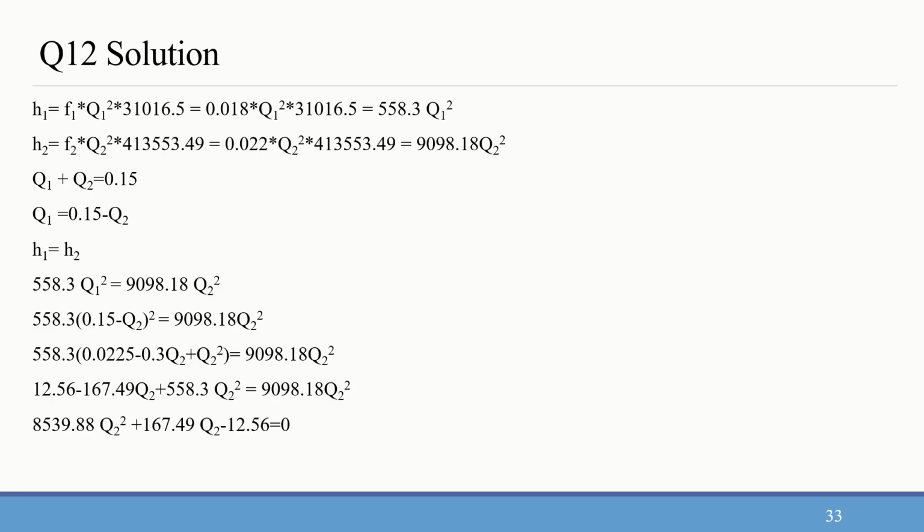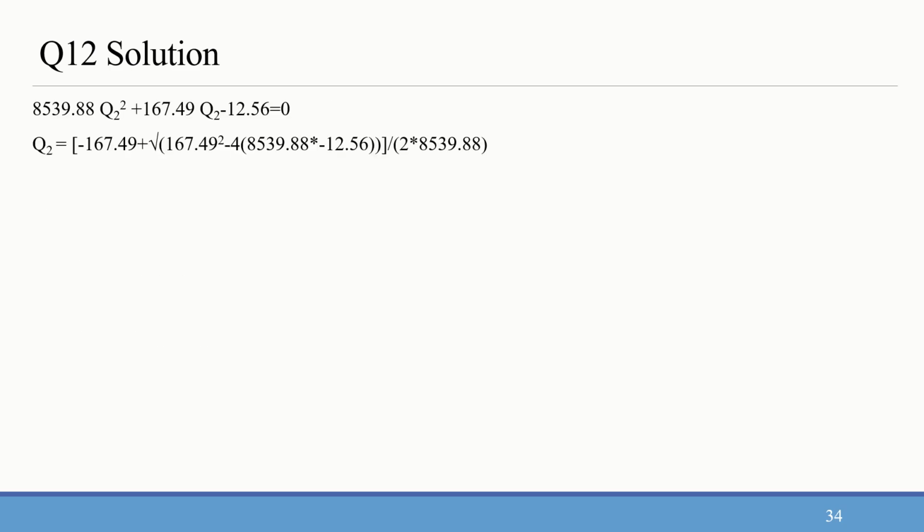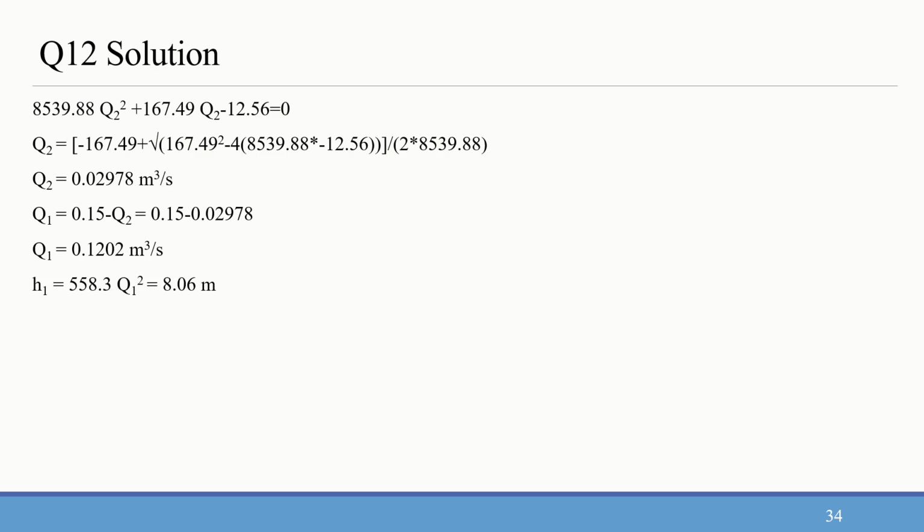We substitute for Q1, so we will have Q2; we write the equation and get it. After getting Q2 we can substitute and get Q1 as well. For cross checking, you can calculate H1 and H2, and if they are almost similar you are getting the right answer. So that is for question 12.